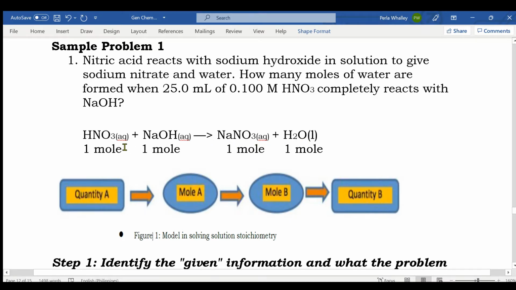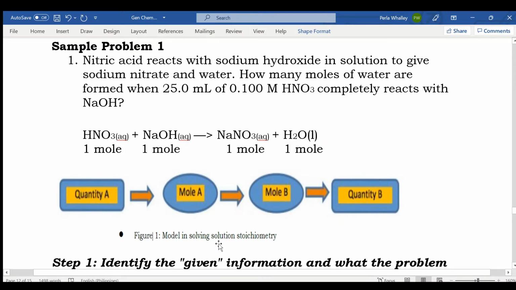We have the aq symbol here. aq stands for aqueous solution. Aqueous solution contains water as the solvent. And then we have l. It stands for liquid.